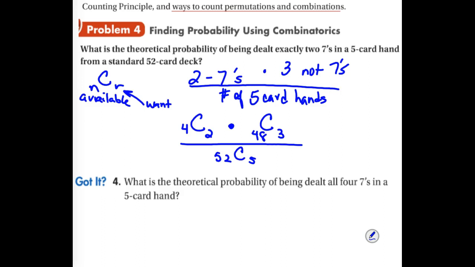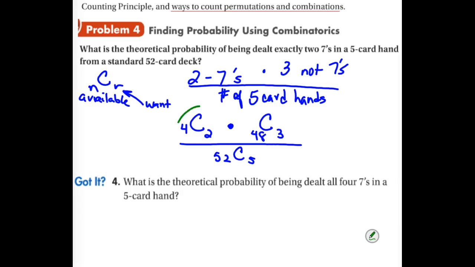Okay, so in the numerator, we're using that idea of the fundamental counting principle. So the first piece here, this is all the ways I can get 2 sevens. Second piece, all the ways I can get 3 that are not sevens. Fundamental counting principle says we multiply those together. That's all the different ways that I can get a 5-card hand with 2 sevens. And then for the probability of it, we have to divide by the total number of 5-card hands.